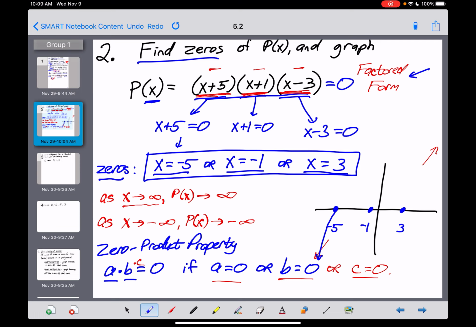Then, in between -5 and -1, it's got to come up above the x-axis, but then come back down to hit the x-axis again at -1. Then it's going to dip below the x-axis between -1 and 3 before coming back up. And then paying attention to my end behavior at the end, it's going to increase at an increasing rate here. And that, everybody, is a pretty decent guess for what the graph of this function looks like.